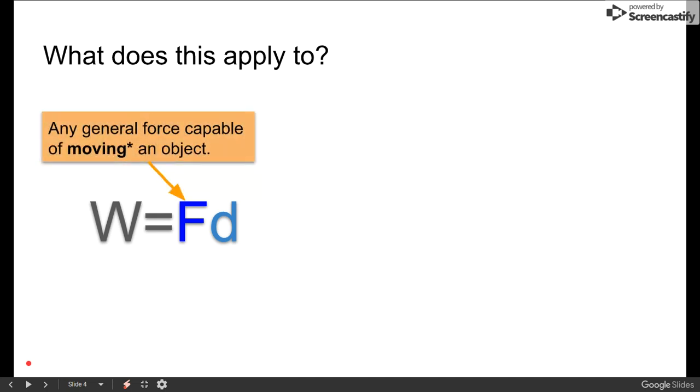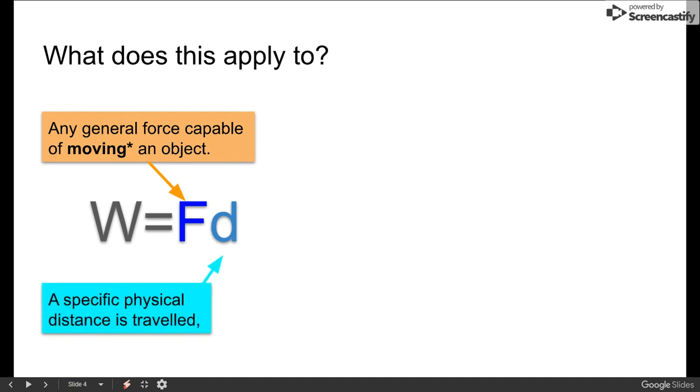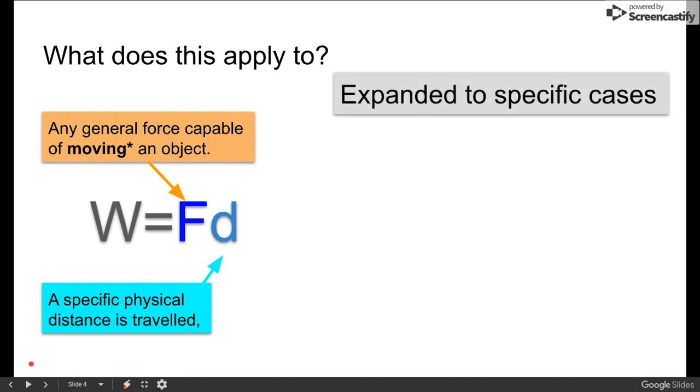Any general force capable of moving an object a specific physical distance. Notice I said moving an object. Usually forces accelerate, but with frictional force, you can be fighting it quite vigorously and not accelerate. So I've gotten away with saying moving, not accelerating. A cup of coffee doesn't work. Setting fire to a sparkler doesn't work. There's nothing accelerating. We can take this formula and expand it to several specific cases.